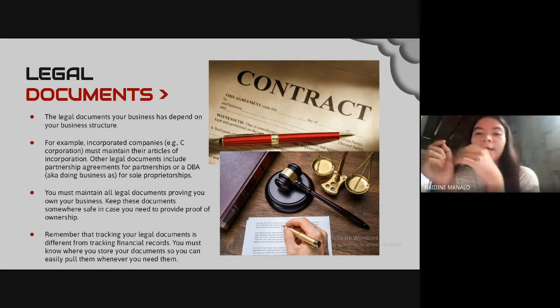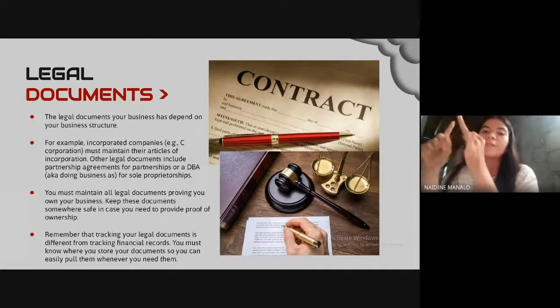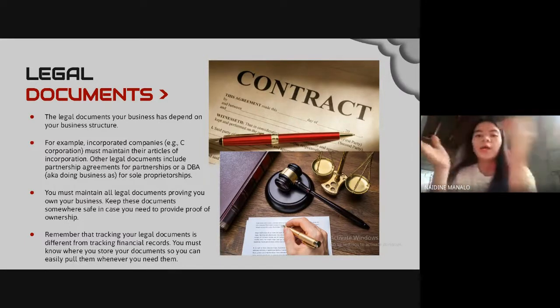So remember that tracking your legal documents is different from tracking financial records. You must know where you store your documents so you can easily pull them whenever you need them. So, eto yun, andito nga sabi legal documents. So, eto na yung about sa company, partnership. So, it's a must din na kailangan meron ka din netong record na pinakatago-tago mo. Kasi dito malalaman yung mga agreements nyo, agreements ng company, and also the partnership if ever na may kasosyo ka, di ba?